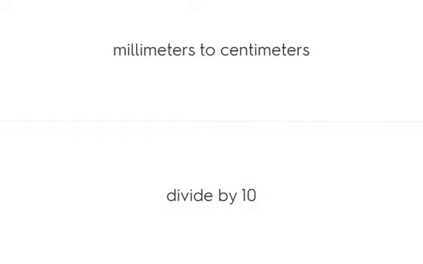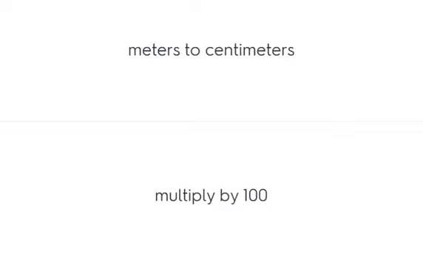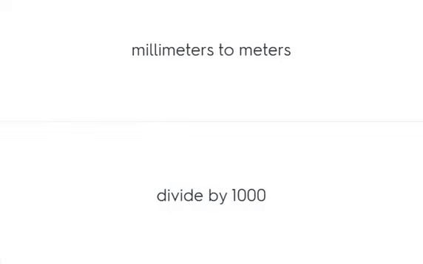Millimeters to centimeters, divide by 10. Centimeters to millimeters, multiply by 10. Meters to centimeters, multiply by 100. Centimeters to meters, divide by 100. Millimeters to meters, divide by 1000.